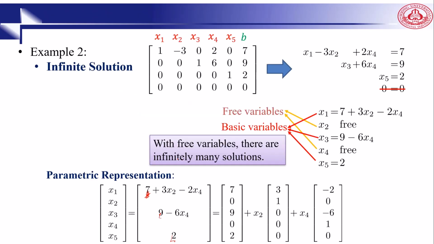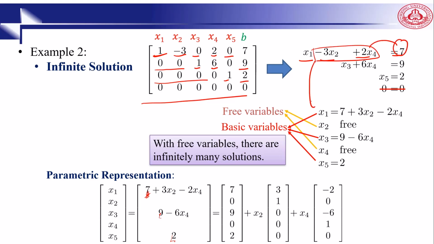Here is an example which has infinite solutions. Infinite solutions means you cannot specify all of the variables. In here we have a matrix, as you can see, and based on this we have 1x1 minus 3x2, 0x3, 2x4, and 0x5, and the right hand side is 7. Then we have 1x3, 6x4, and 9. Then here we have x5 is equal to 2. If we bring these parts to this side, then we will have something like this: x1 is equal to 7 plus 3x2 minus 2x4.